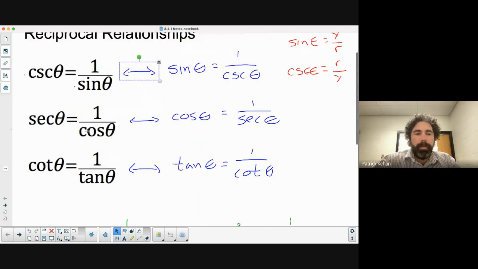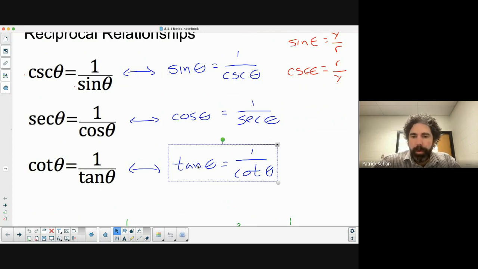Then the same applies for cosine of an angle is equal to 1 over secant of an angle, which also means that the secant of an angle is equal to 1 over the cosine of an angle. Again, these are reciprocals. Tangent of an angle is equal to 1 over cotangent of an angle, and cotangent of an angle is equal to 1 over tangent of an angle. Just to clarify, when I'm saying angle here, we're talking about the same angle measurement each time.